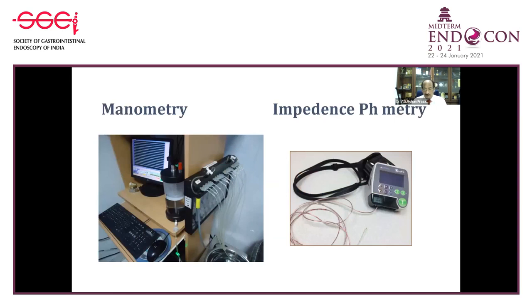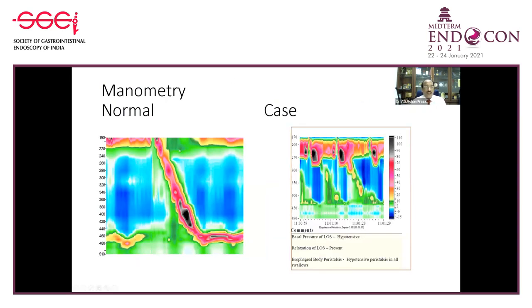And so we did the manometry and impedance pH-metry. So you see here, this is a normal manometry. This is the upper esophageal sphincter, lower esophageal sphincter. The peristalsis is going through the body of the esophagus. And whatever is in pink or black is high pressure, blue, green is low pressure.